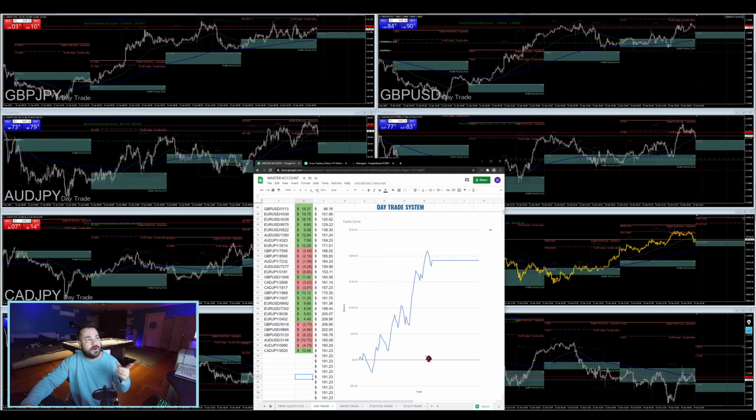So far as swing trading goes, we're up 20% in the past 2.5 months. So not too bad on that. It's a very consistent, nice growth with low drawdown. And so anyways, if you're interested in how I trade, let's go.